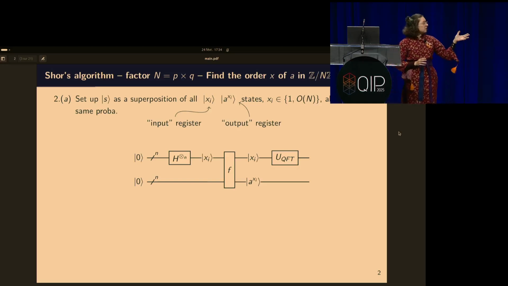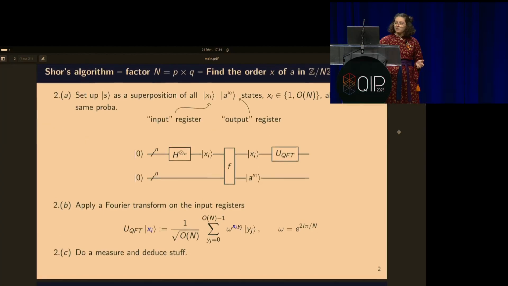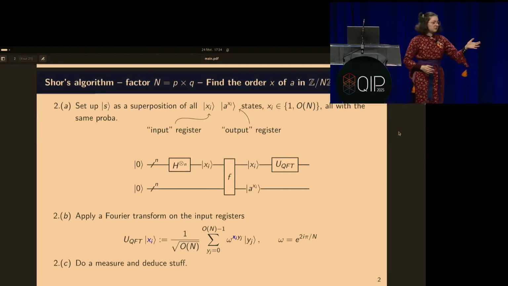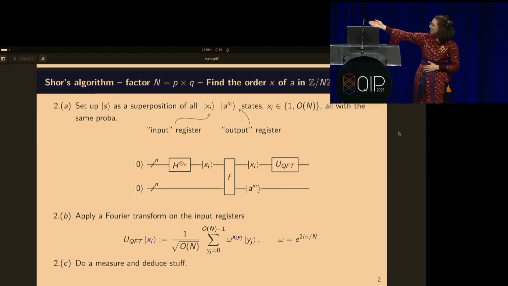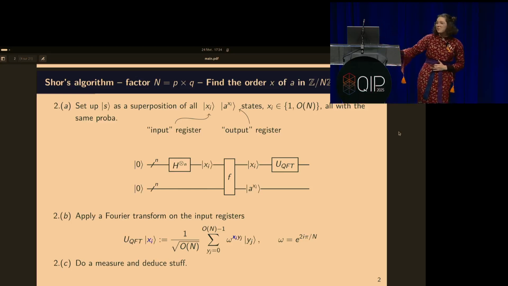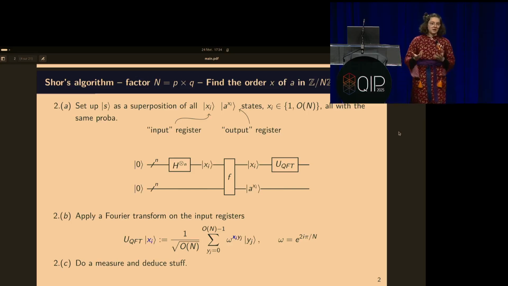Once we've set up our register S, what we do is we are going to apply a quantum Fourier transform on the input register. So for those that don't know the formula by heart, this is what this kind of transformation does. And once we've done that, we apply a measure on the input register once again, and we are able to deduce the multiplicative order of A modulo big N from that. If this is your first time seeing Shor's algorithm, maybe it's a bit unclear how things work at this point and why we use the Fourier transform at this point.